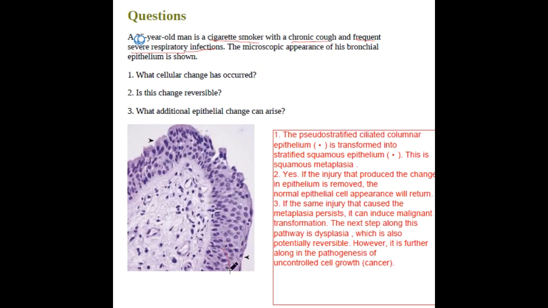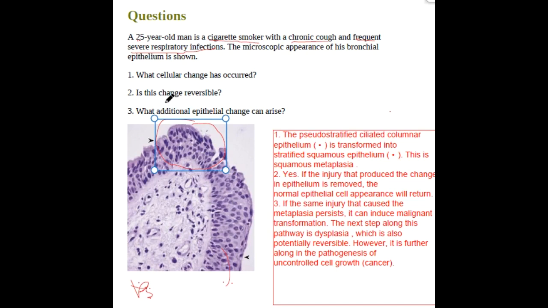See, bronchial epithelium is mainly a pseudostratified ciliated epithelium. But here, if you see this part, you can see the transformation of this pseudostratified epithelium to squamous epithelium is occurring here, right?